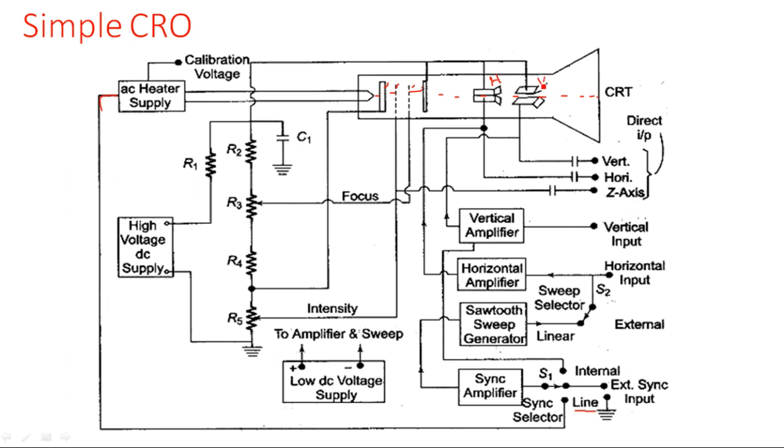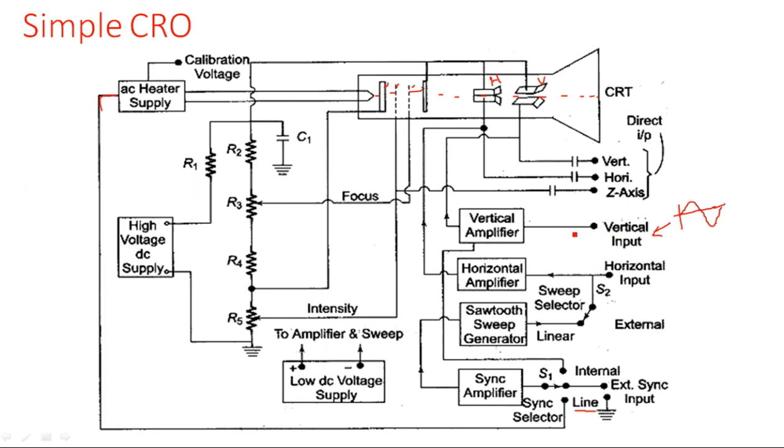Vertical reflecting plates must be applied with the vertical input signal. That is the signal that we are going to display on the CRT screen, and it has to be applied to these vertical reflecting plates through a vertical amplifier. Our next step is the vertical input. This is the place where we apply the input signal. Suppose I want to display a sinusoidal signal. That sinusoidal signal is directly applied to this vertical input.